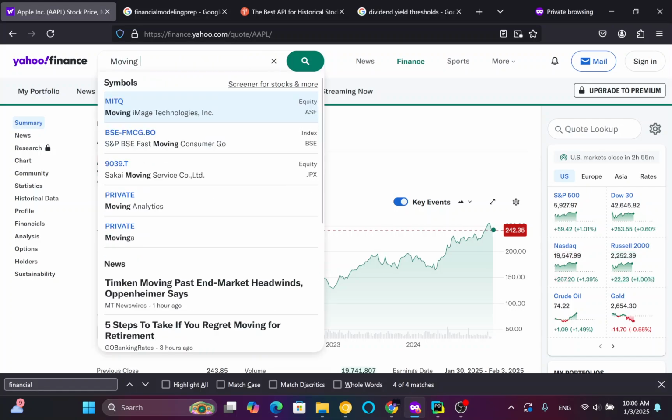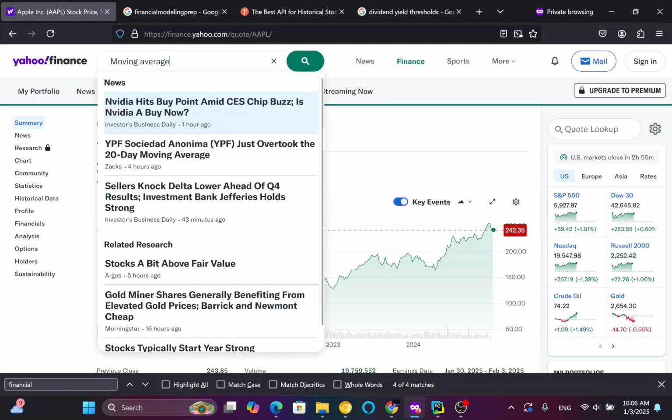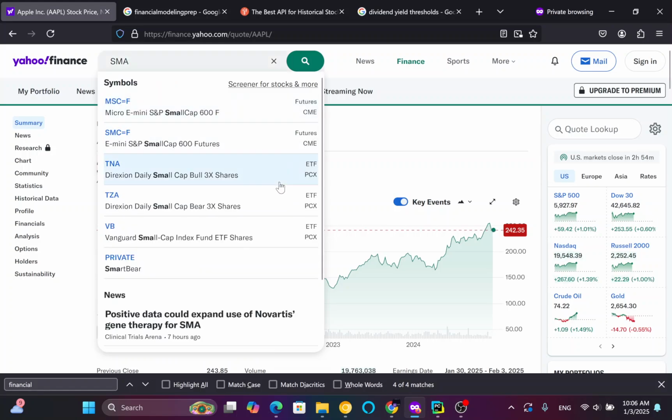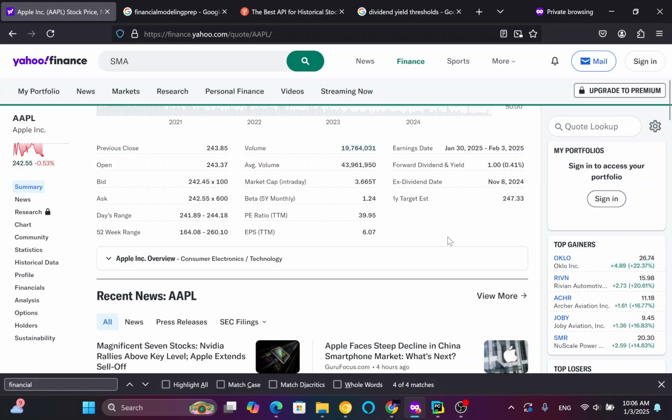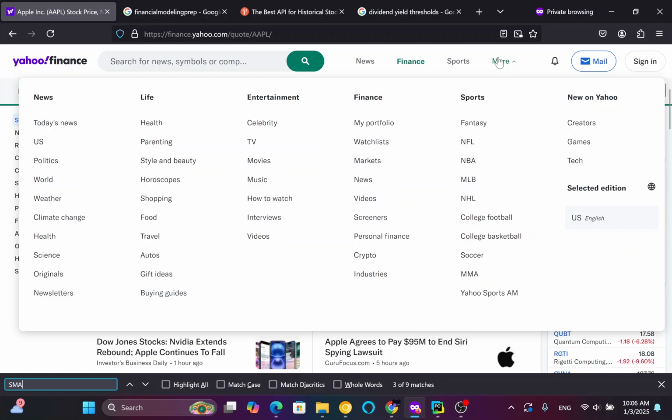Moving average, or SMA, simple moving average. Can we find that information here? Or not? No. But this is just calculating the price average for any given period of time.